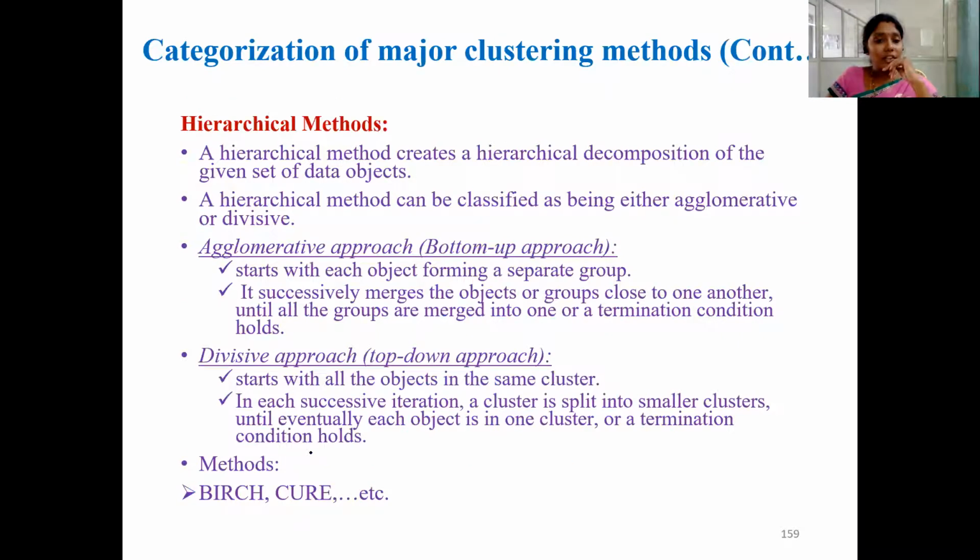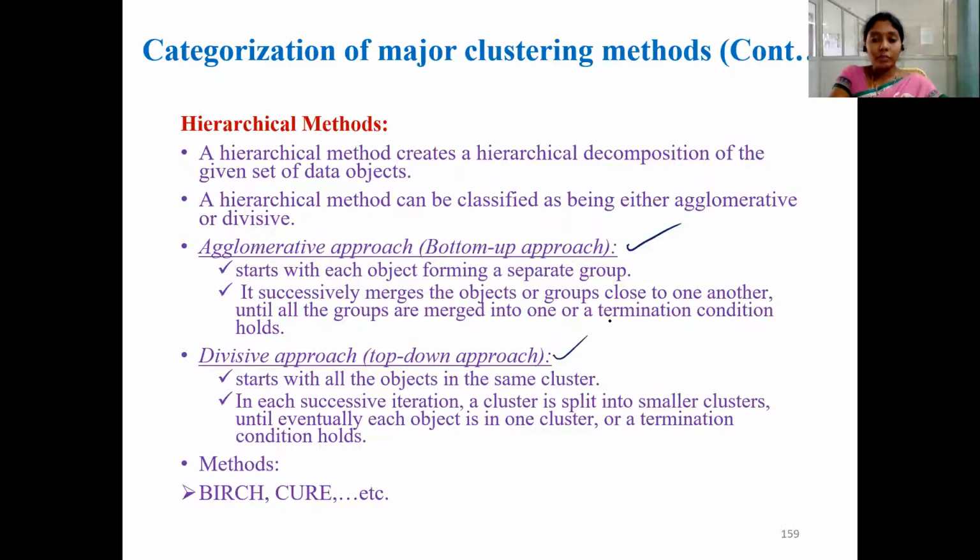Coming to the second one, the hierarchical method. As the name itself indicates, hierarchy is a level-wise approach. Here the total data is decomposed into different hierarchies. Hierarchical decomposition is done in two ways for getting hierarchical clustering. One is agglomerative, which is also called bottom up, and another is divisive, which is called top down.